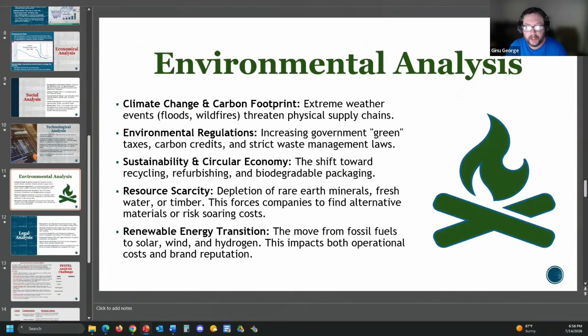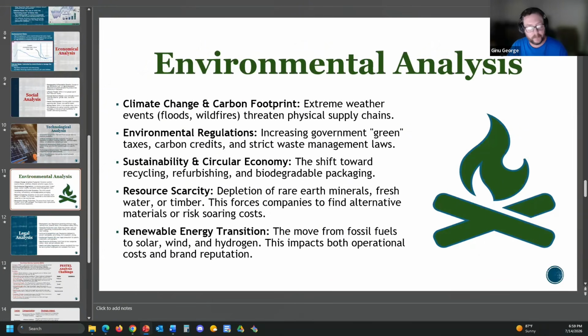Kind of at the same time, governmental environmental regulations, things like carbon taxes, waste management laws, they directly increase the cost of carbon heavy operations. If you have to burn a lot of coal to make your product, that's not super popular anymore. And most governments are really clamping down on that. So this is driving a sort of massive transition towards sustainability and what's called the circular economy. That's where products are designed to be recycled or refurbished rather than just thrown away.